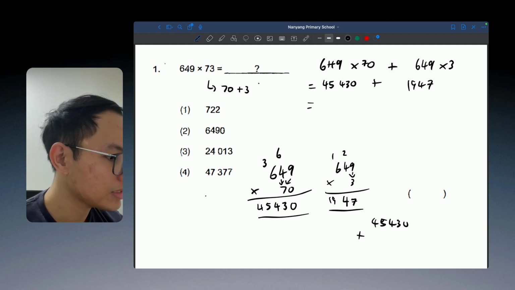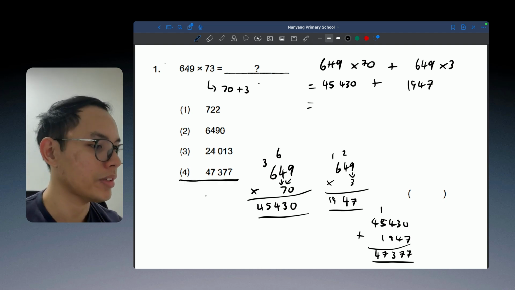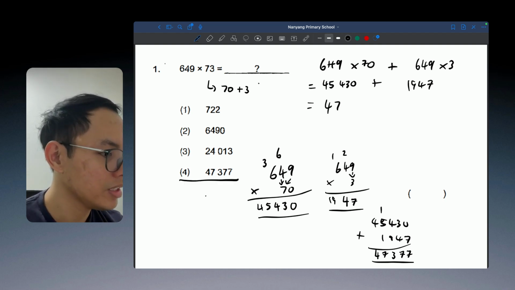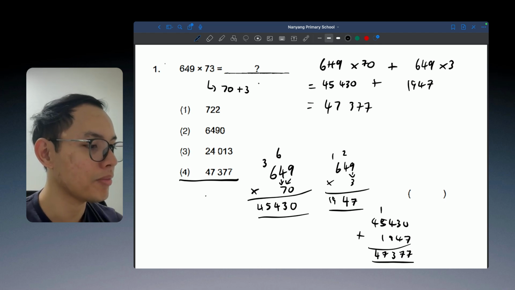Okay, so we add them up. You can put the workings as well: 45,430 plus 1,947. So 0 plus 7 is equal to 7. 3 plus 4 is equal to 7. 4 plus 9 is equal to 13. Put 1 over here. 5 plus 1 is equal to 6, plus the 1 over here, so this should be 7. And then you have 4. So the answer is 47,377. All right, that's it. So the answer is number 4.